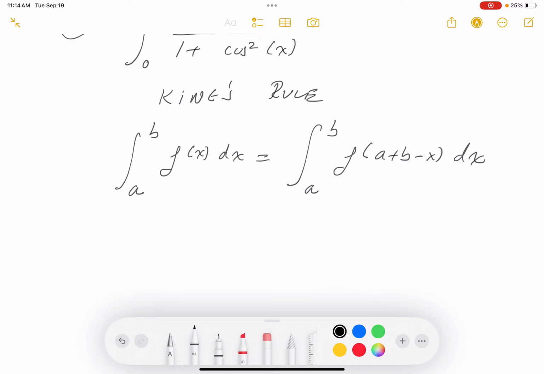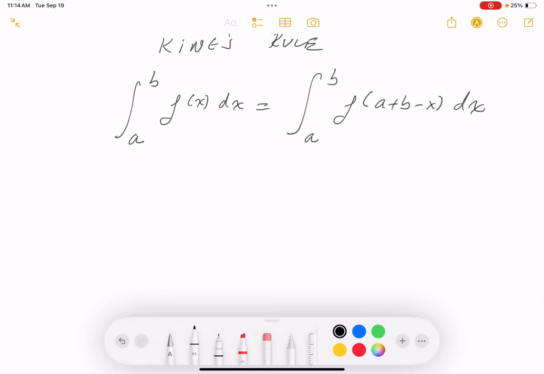I want to briefly go through the derivation of that. I'm going to look at the right-hand side and make a u substitution, where u is a plus b minus x. What would du equal? du would equal minus dx. Let me write this down. Starting with the lower limit, a, I replace it in u and you just get b. If you do the upper limit, which is b, and plug it in, you just get a.